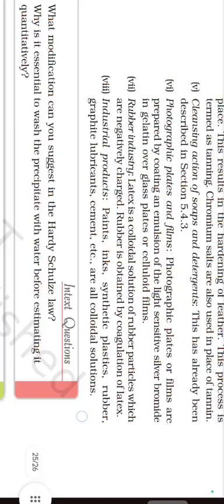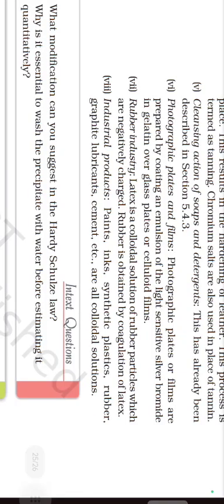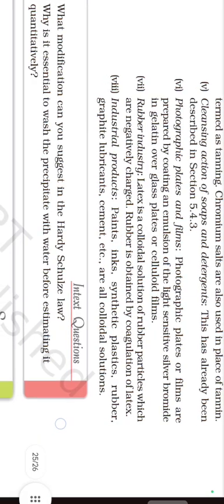Fifth, cleansing action of soaps and detergents. This has already been described in section 5.4.3. Sixth, photographic plates and films. Photographic plates or films are prepared by coating an emulsion of the light-sensitive silver bromide in gelatin over glass plates or celluloid films. Seventh, rubber industry.